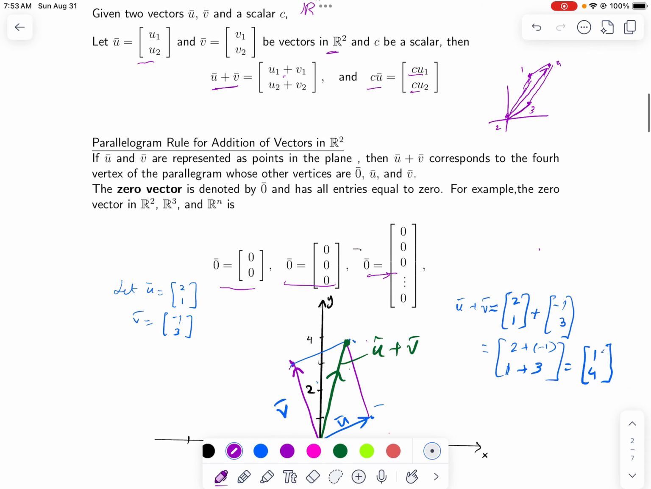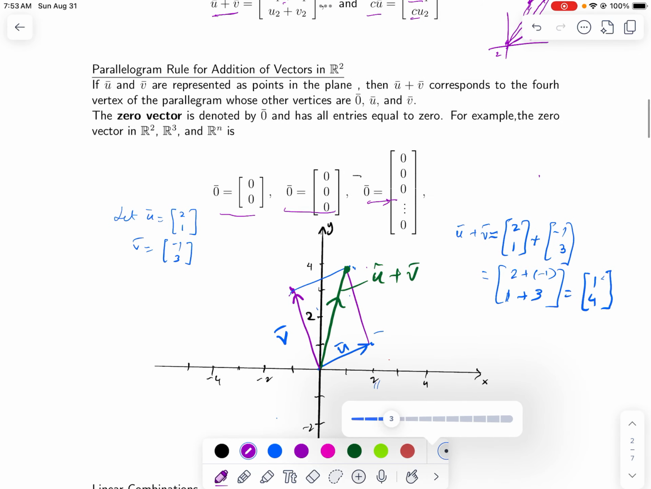So how do I add, or what is the parallelogram law? Here it is more clear. I'm taking the same two vectors that we added previously. So u is (2, 1) and v is (-1, 3). You can see u and v in this diagram. Now what I did, I completed the parallelogram. I drew the line over here, and then this side. Then the fourth vertex I got here, and I join it from the origin, and that is our u plus v vector.